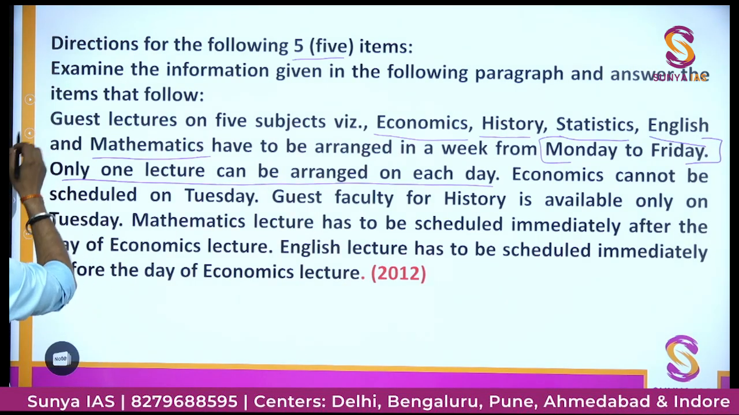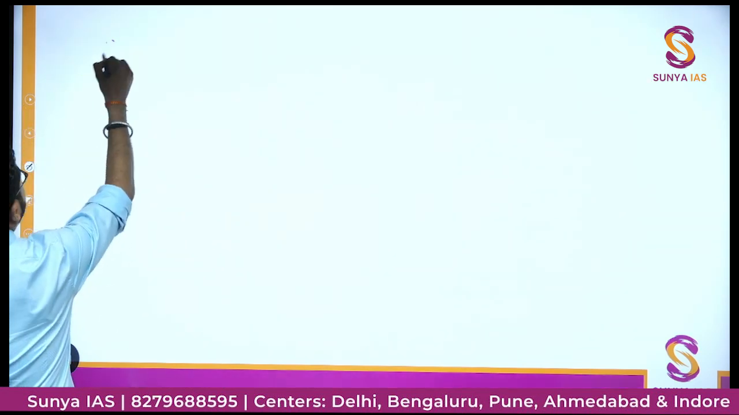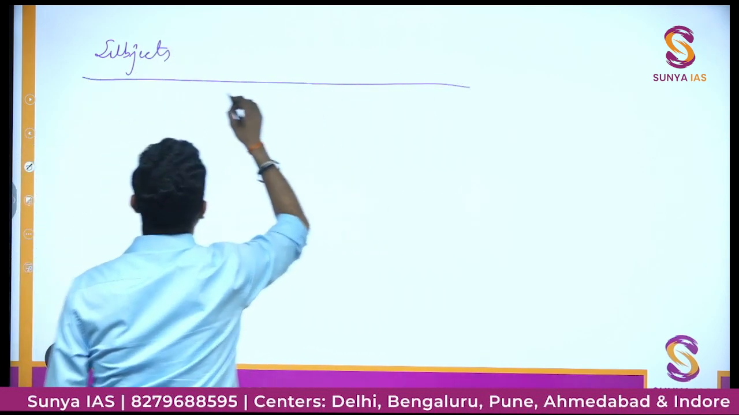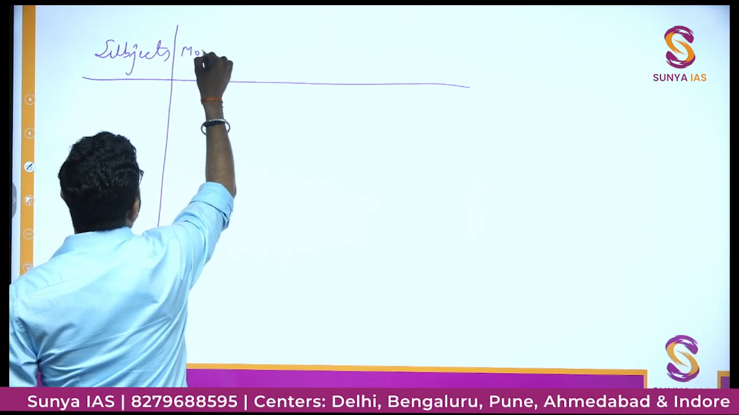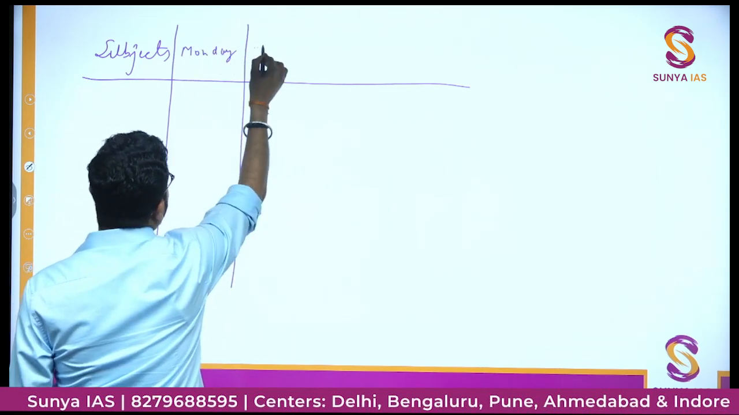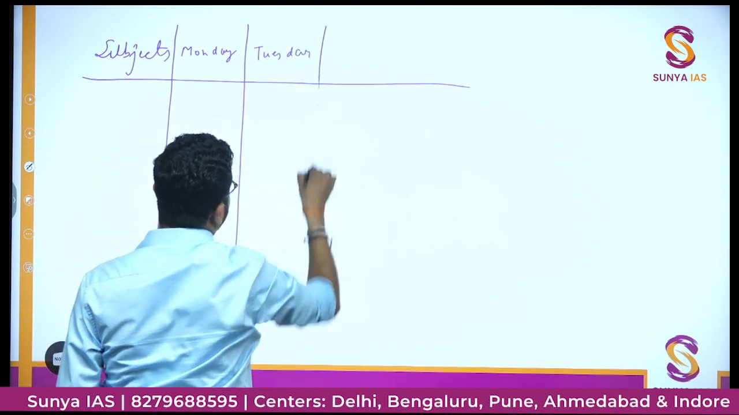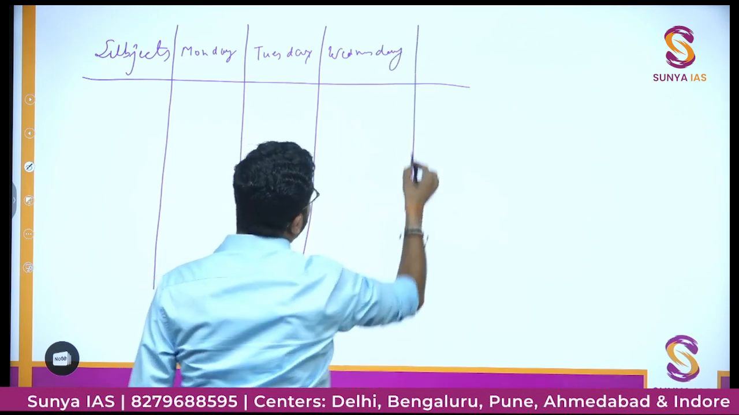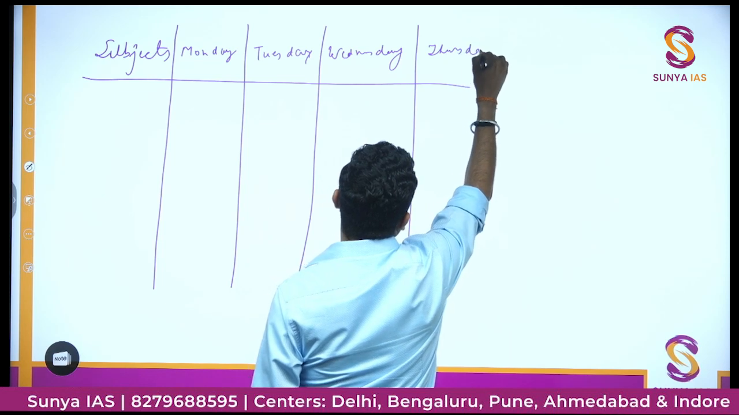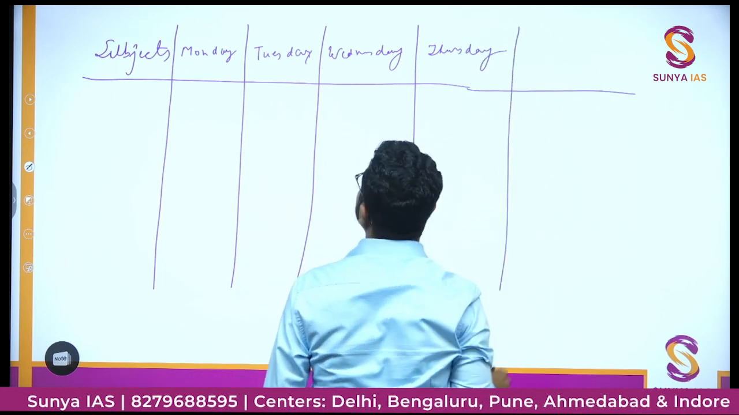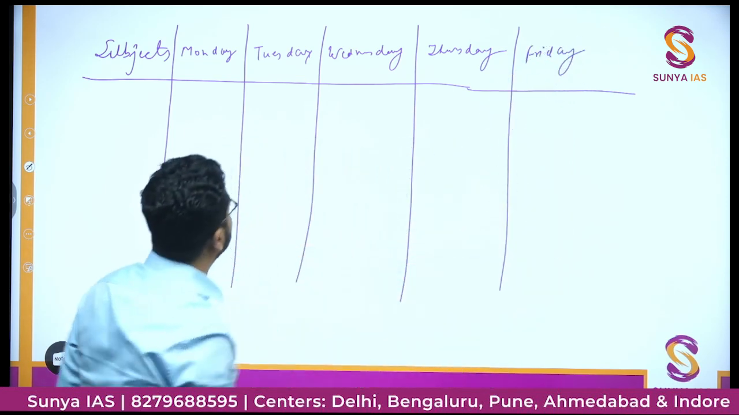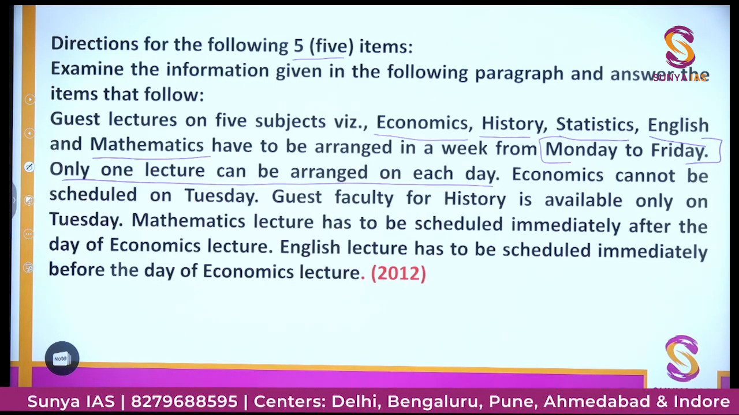तो सब्जेक्ट्स एंड डेज का अगर मैं बना लेता हूं, सो सब्जेक्ट्स और डेज में व्हाट आई विल डू, मंडे टू फ्राइडे है, राइट? मंडे, ट्यूसडे, वेंसडे, थर्सडे, Monday, Tuesday, Wednesday, Thursday and Friday. Till Friday there are lectures. Then subjects are economics, history, statistics, English, mathematics.